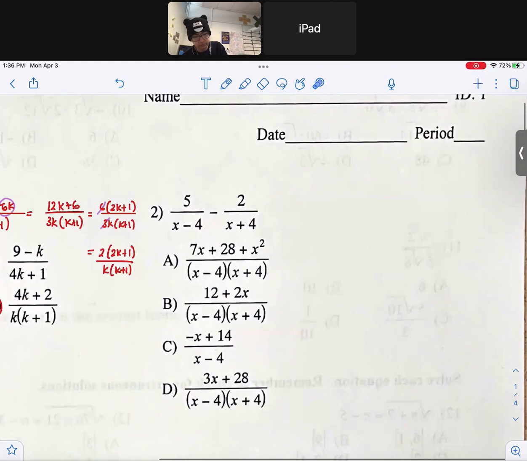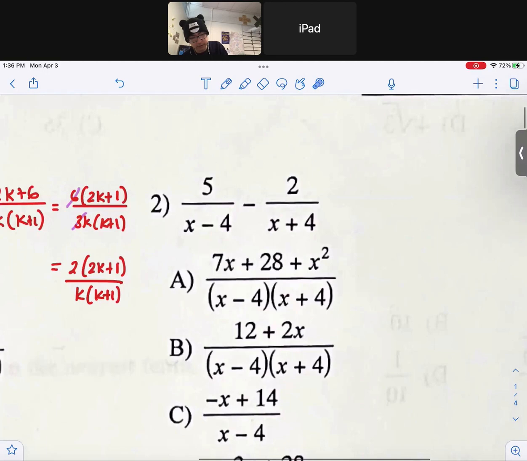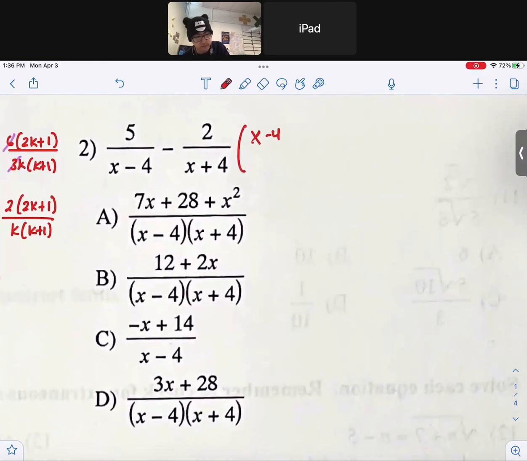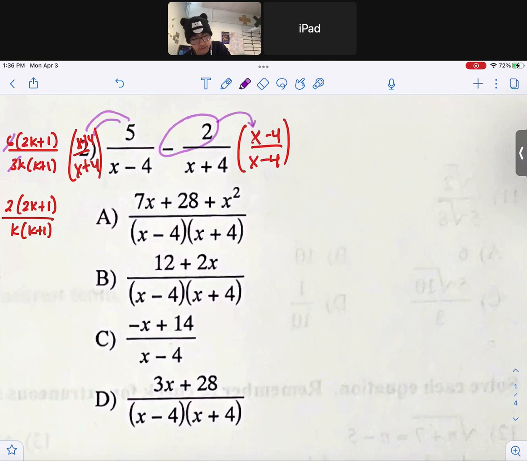Number 2. So again, we have to get them to be the same common denominator. So this side needs an x minus 4, and this side needs an x plus 4. Now you distribute this 5 to both of the ones up top, right? This, do not forget that minus sign with that 2. That negative 2 distributes to both right there. So it's all going to be underneath the same common denominator.